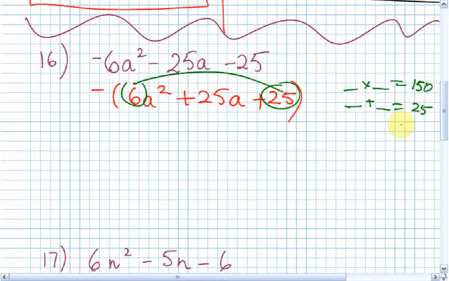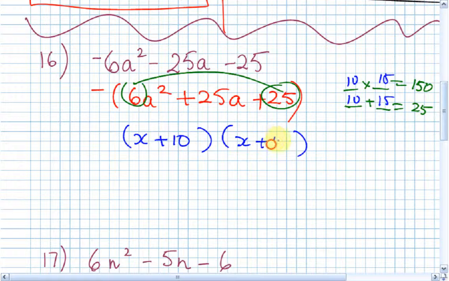So I will put in 10 and 15. And let's take a look together, please. So 10 times 15 becomes 150. 10 plus 15 is 25. That's great. Remember now I'm going to factor this by the choose method. So that's x plus 10, x plus 15.